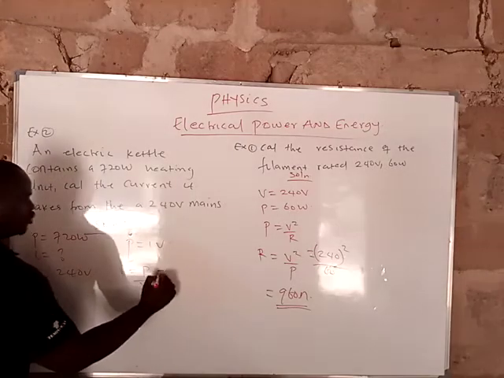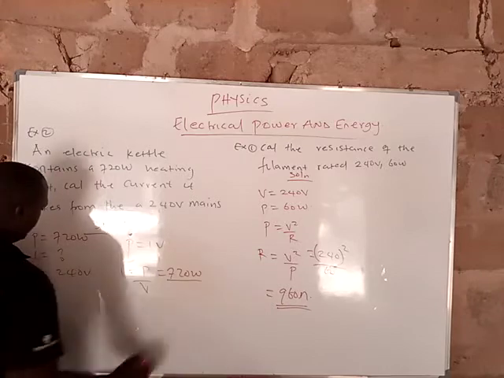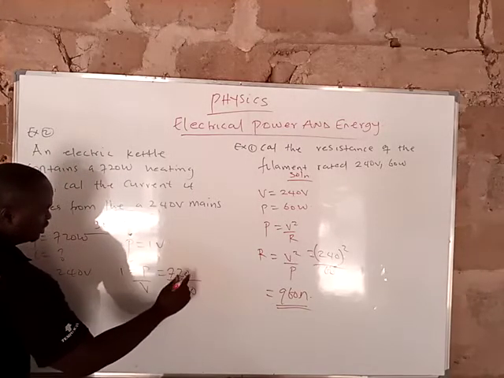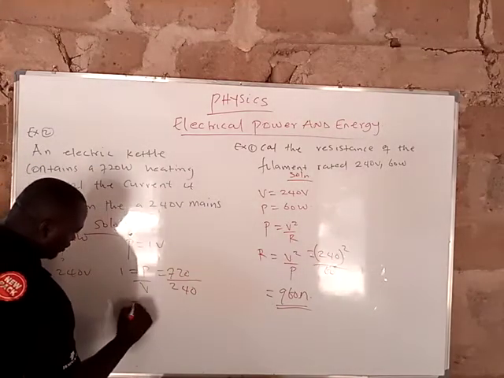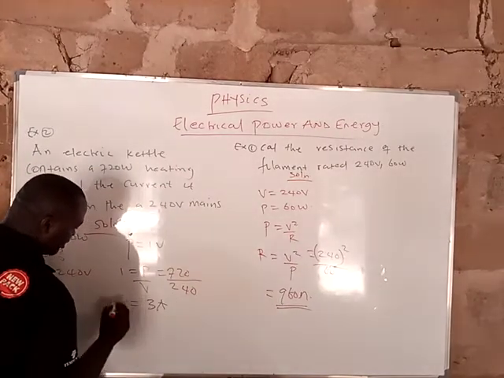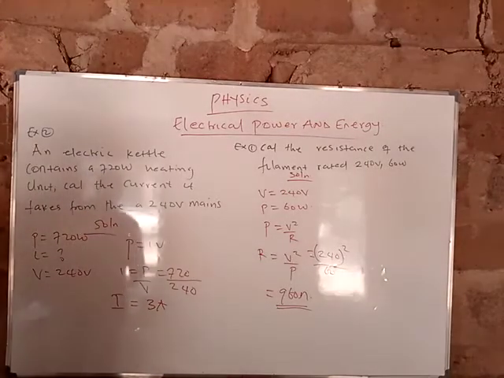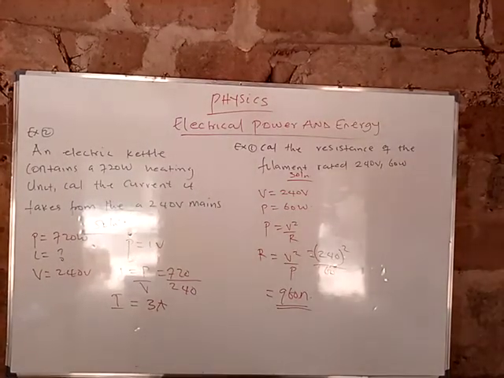So the power is what? 720 watts all over 240. So 720 divided by 240, that should give you a current of 3 amperes. So the current is what? 3 amperes. If you have watched our first video on electrical power and energy, this will not take you roughly 5 seconds to solve. It's so easy.